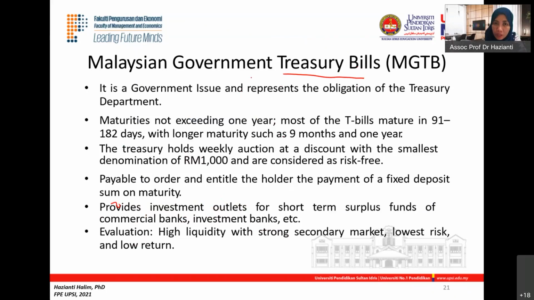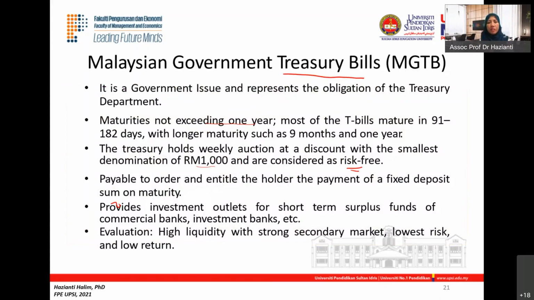Okay, so government issue juga represent the obligation of the Treasury Department. So you can see from here maturity is not exceeding 1 year. So again when we go back to the important factor of money market ni, dia memang short term market. Okay, most of the T-bills ni mature in 90 to 182 days. Okay, 3 ke 6 bulan with longer maturity such as 9 months and 1 year. So the Treasury holds weekly auction at a discount with the smallest denomination of 1,000 and are considered as risk-free.